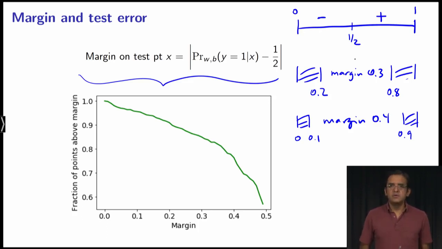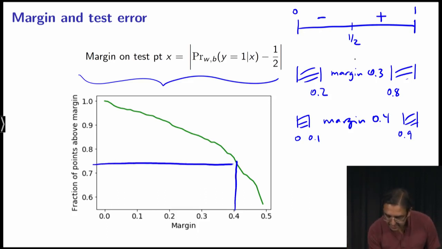Okay, so for what fraction of points was the margin, say, 0.4? For what fraction of these test points was there 90% confidence? Well, that's what this graph shows over here. So if we want a margin of 0.4, we just go up over here, and we see that roughly 75% of the points had a margin of 0.4. So 3/4 of the test points had 90% confidence or more.